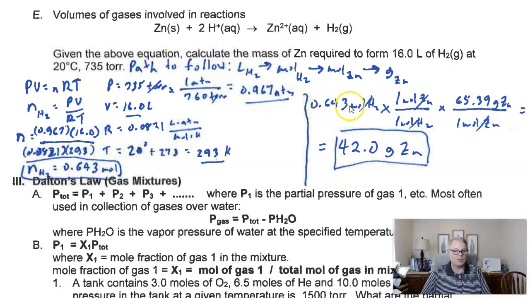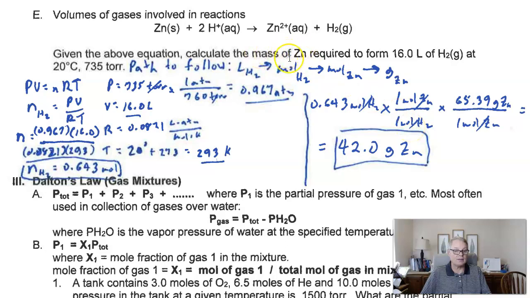I've got 0.643 moles of hydrogen. How do I get to moles of zinc? How do I get from moles of something to moles of something else? Use your coefficients in your balanced equation. So for every 1 mole of zinc I start with, I can produce 1 mole of hydrogen. Hydrogen goes on the bottom, zinc on top, so your hydrogen cancels. 1 mole of zinc, 1 mole of hydrogen.